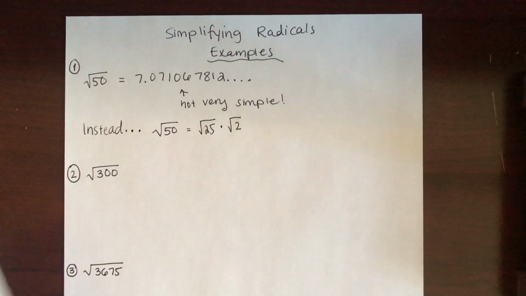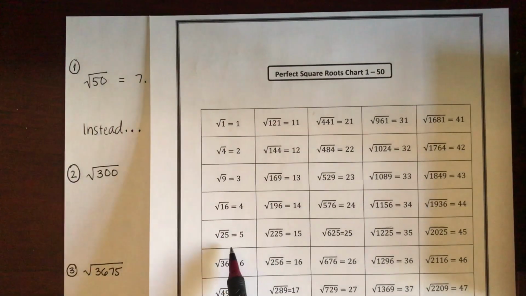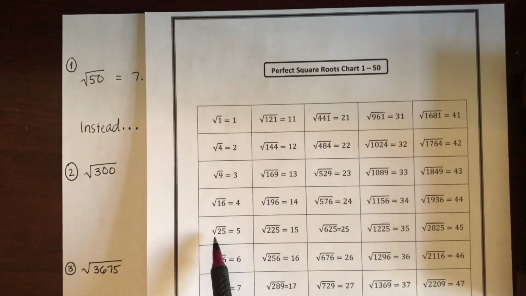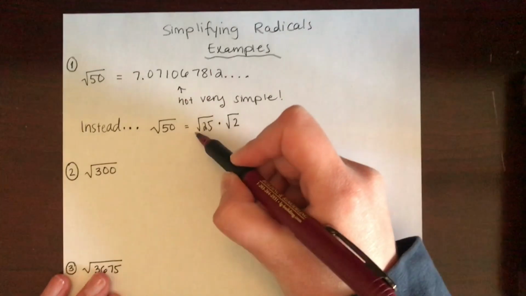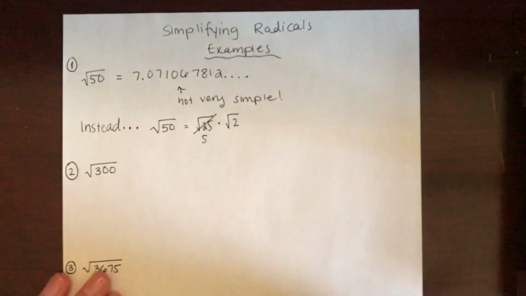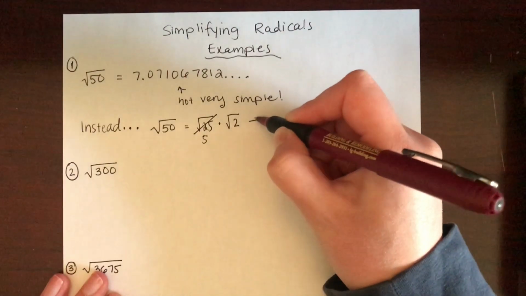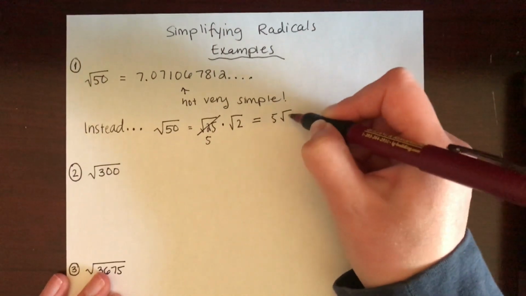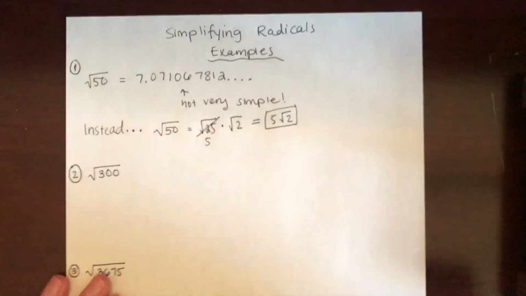Well, how does this help us? 25 is a perfect square, you guys. The square root of 25 is 5, so this cancels out to a whole number. The square root of 50 can be simplified as 5 square root of 2.